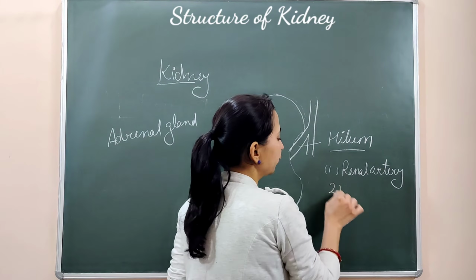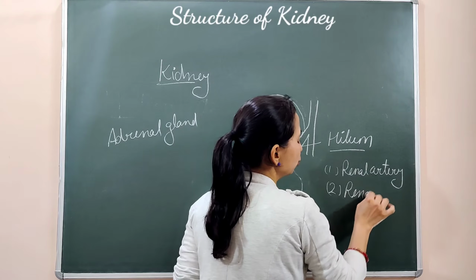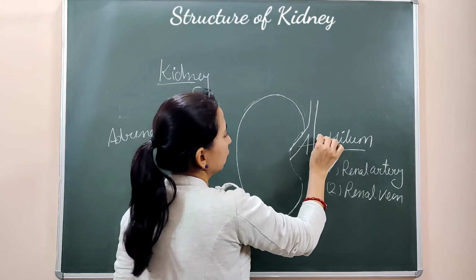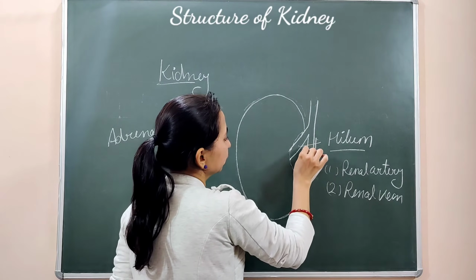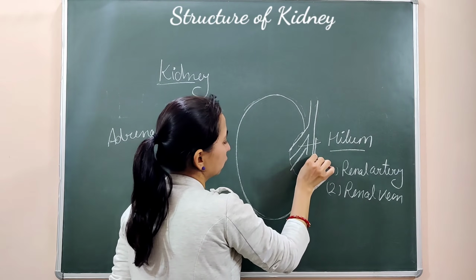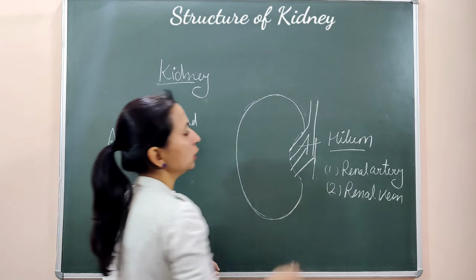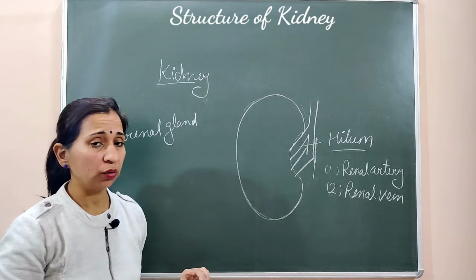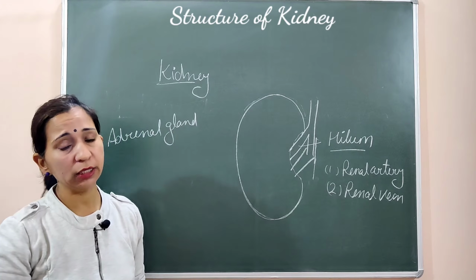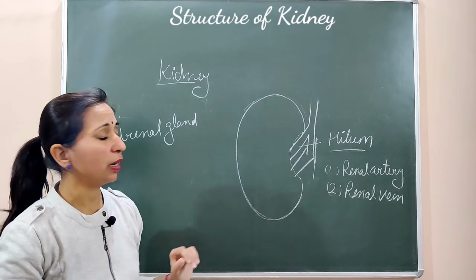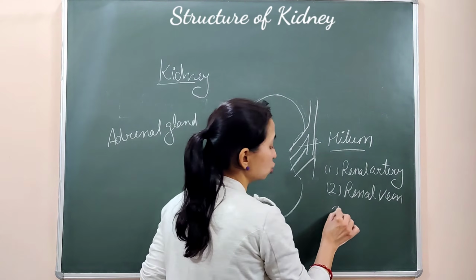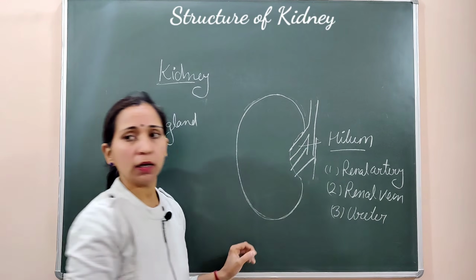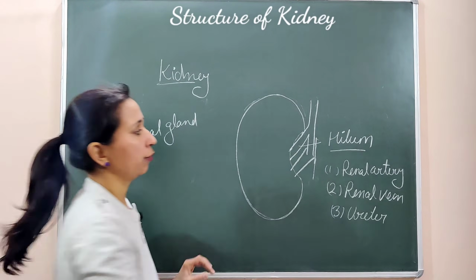The second thing is the renal vein, which comes out from the kidney through this notch. So here we can show that through this hilum, the renal vein is coming out, and the third one, the nerves, also come out from here. And besides that, the ureters also open through this notch, from this notch the ureters open outwards.